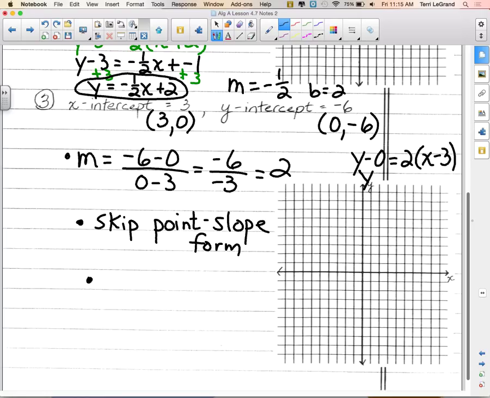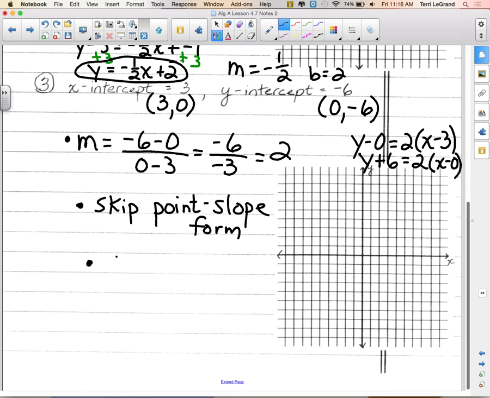Anybody else think they know it, or does Cody have to come to the rescue again? Y plus 6 equals 2 times x minus 0. Yeah. So those are its point-slope form names. But we said we can go right to doing slope-intercept form, which is what? Y equals 2x minus 6.